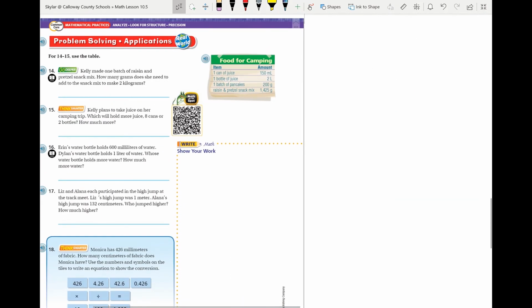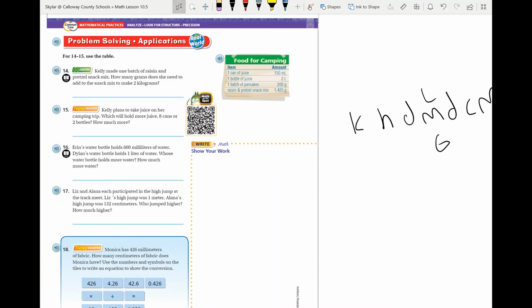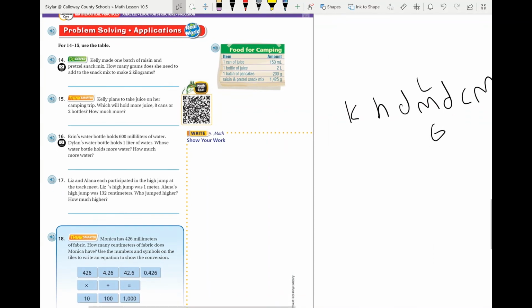Once you remember that little magic phrase, King Henry demands more dark chocolate milk. Remember, this is also liter and gram. Then you've pretty well got all of these figured out. So what I want you to do is 14 through 18. So I'll give you a little hint on each of them.